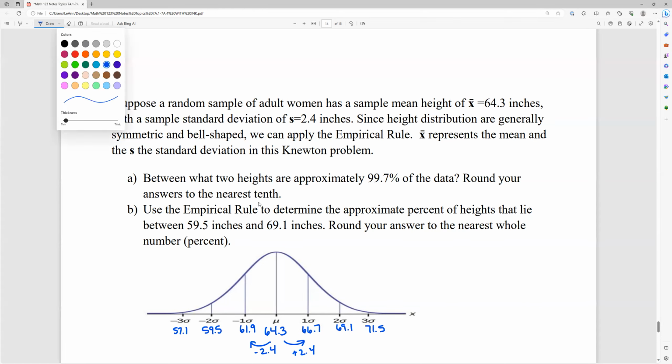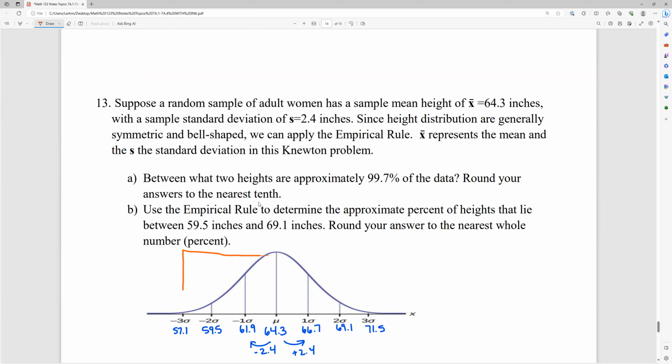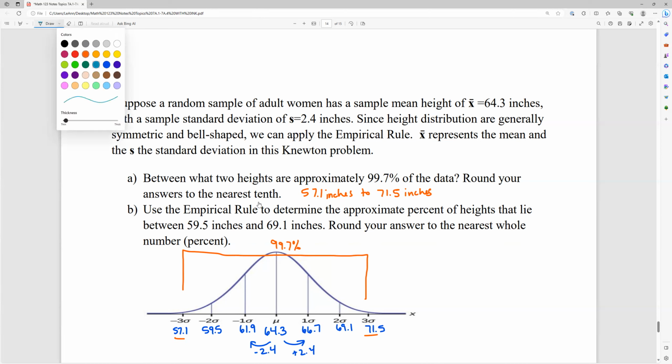So between what two heights are approximately 99.7% of the data? Okay, so that means we go 3 standard deviations above and below the mean. Remember, 2 standard deviations is 95%, 1 standard deviation above and below is 68%. So 3 standard deviations above and below the mean is 99.7%. So that ties to a height of 57.1 inches to 71.5 inches.